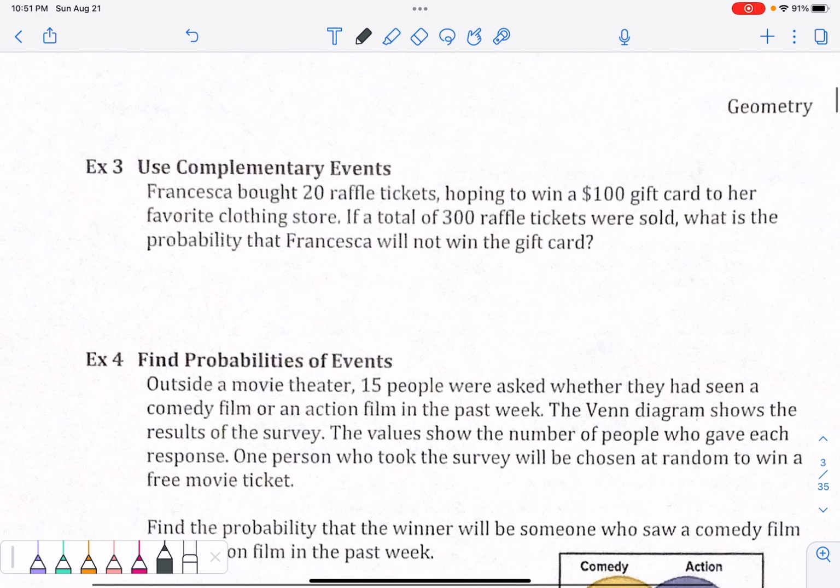So Francesca bought 20 raffle tickets hoping to win a $100 gift card to her favorite clothing store.